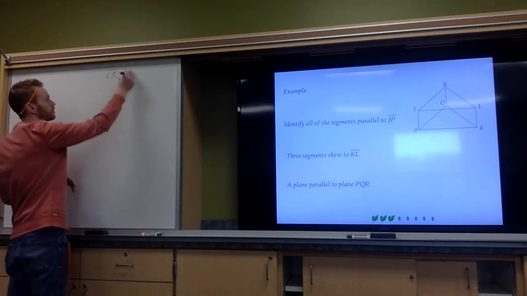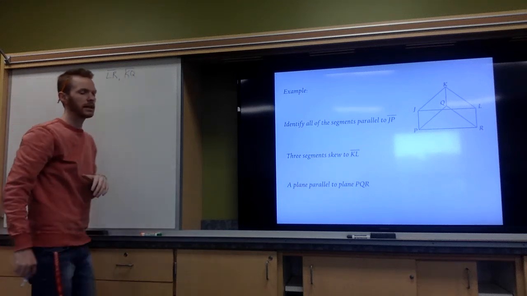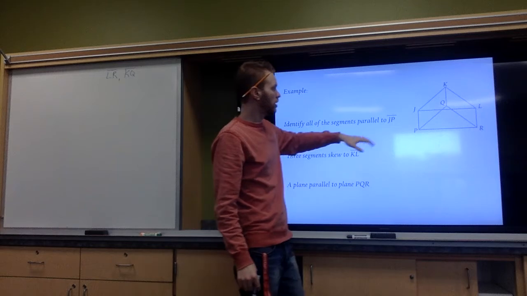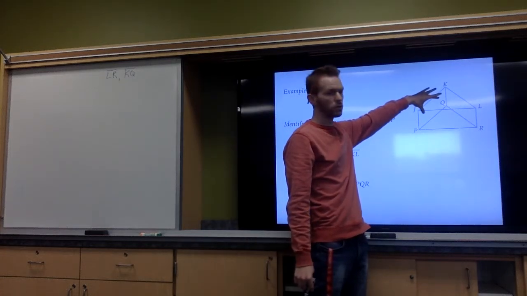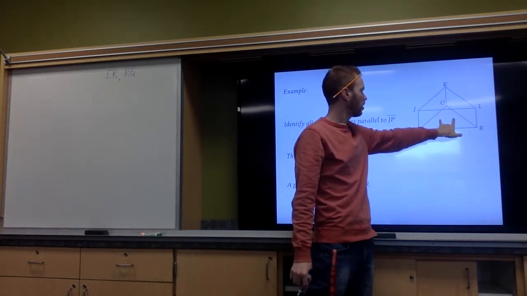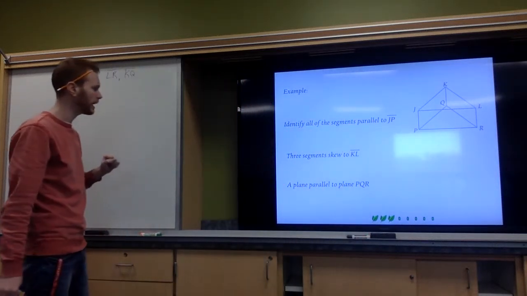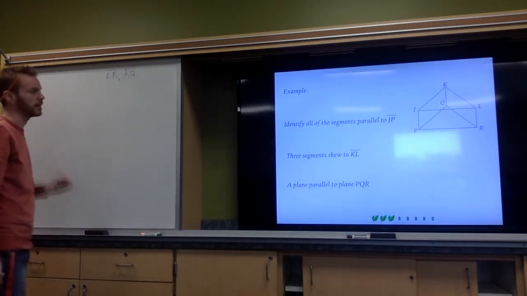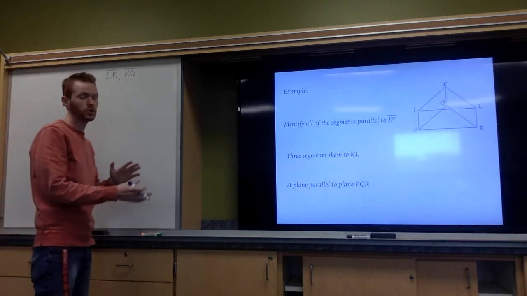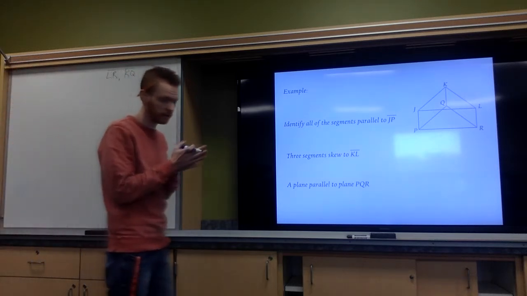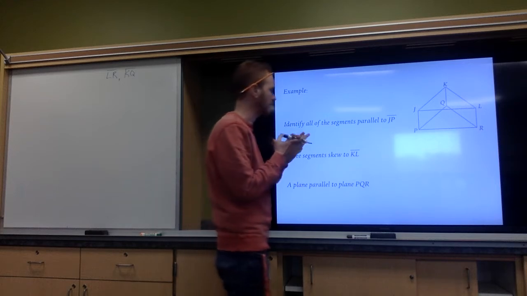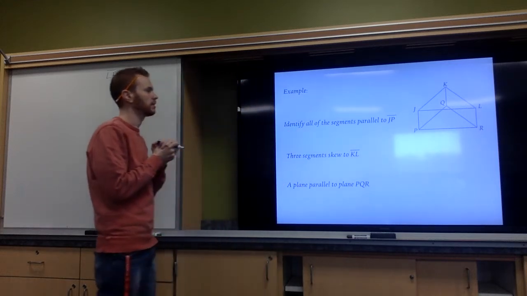The other key part here is that they're coplanar. JP and KQ are part of this rectangular plane. LR and JP are part of this rectangular plane. Next, three segments that are skew to KL. Now, skew doesn't mean intersection, though. They're not going to intersect. They're not in the same plane. So there's a lot in this picture, I think.